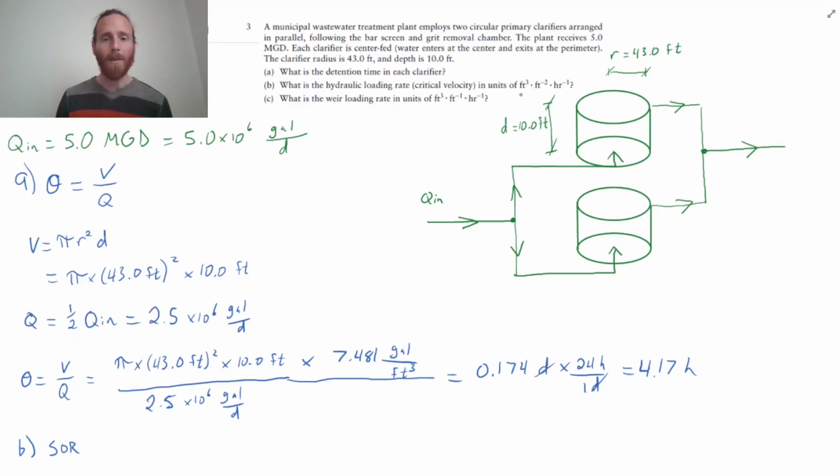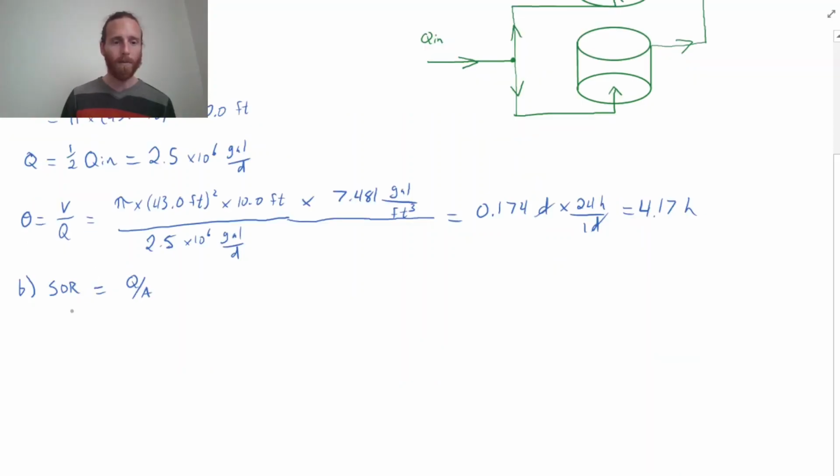And so they give us units of feet cubed per feet squared per hour. Now, this simplifies to feet per hour. That's length per time. It's like meters per second or kilometers per hour. This is a speed. That's the easiest way I find to think about it. And the surface overflow rate, that's just Q over A. So we know Q. Let's find A.